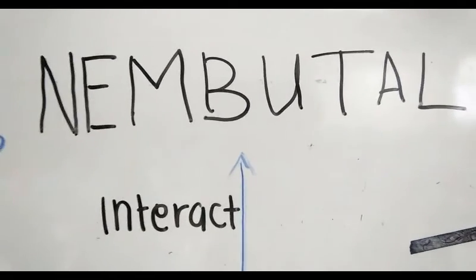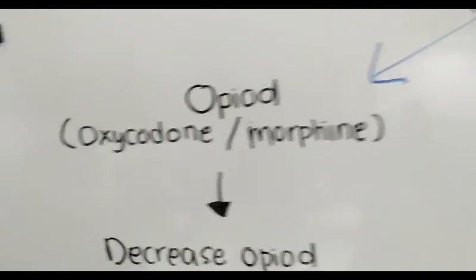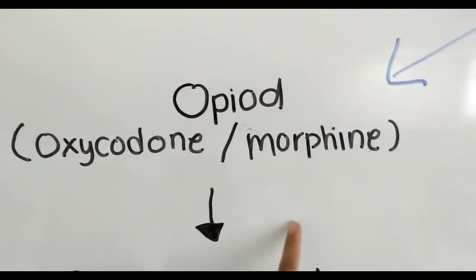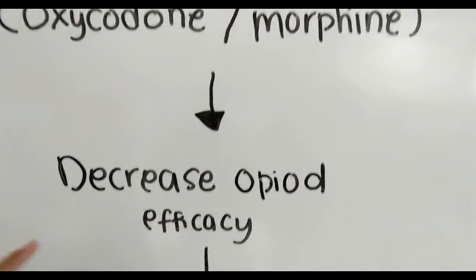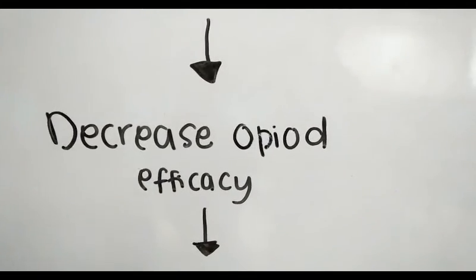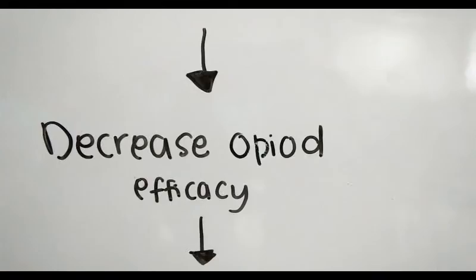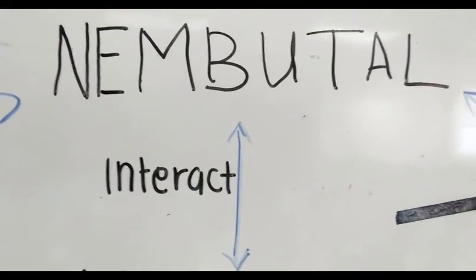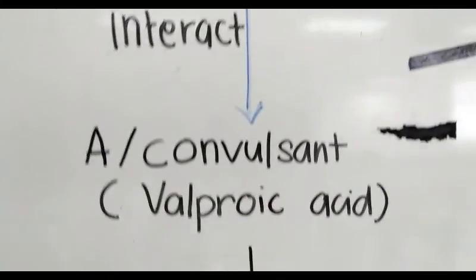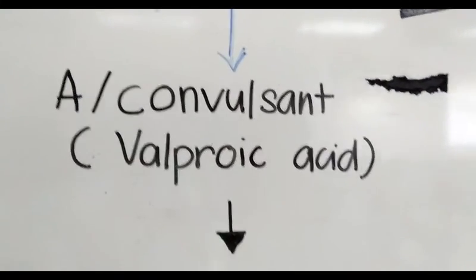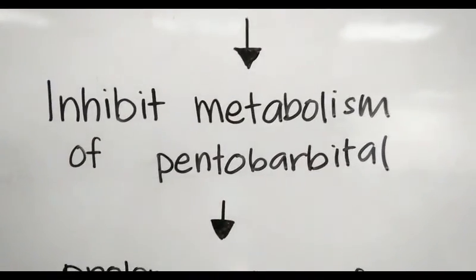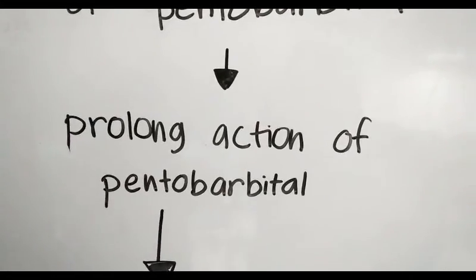The possible drug interactions that will exacerbate the condition of the horse: first is the interaction between Nembutal and also opioids. For example, we can take oxycodone and also morphine. The interaction will lead to decreased opioid efficacy in relieving pain, and thus it results in causing a withdrawal syndrome. Next, the interaction between Nembutal and anticonvulsants like valproic acid. Valproic acid will inhibit metabolism of pentobarbital. Thus, it will prolong the action of pentobarbital.